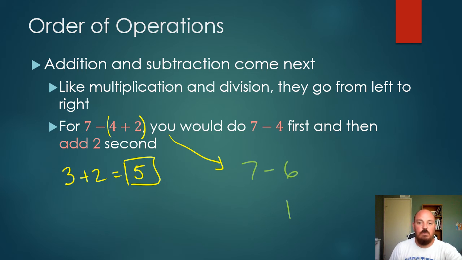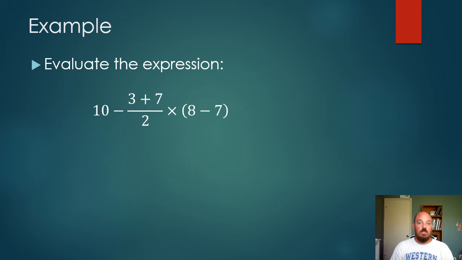So let's wrap it up today with one example of a lot of different operations mixed up together. So we have 10 minus 3 plus 7 over 2 times 8 minus 7 in parentheses. So the very first thing I notice is the parentheses. I say, okay, I have an 8 minus 7. So let's do that first. Let's leave everything else. Now, 8 minus 7 is 1.